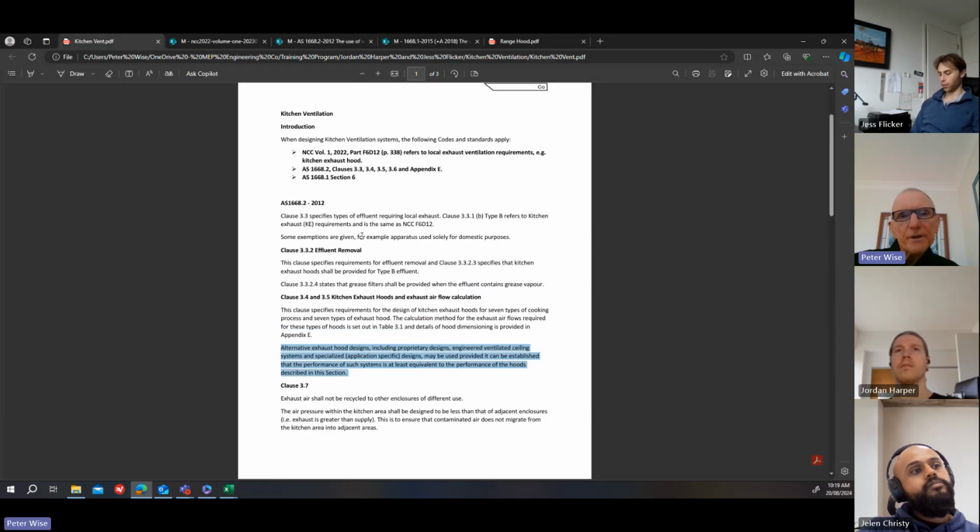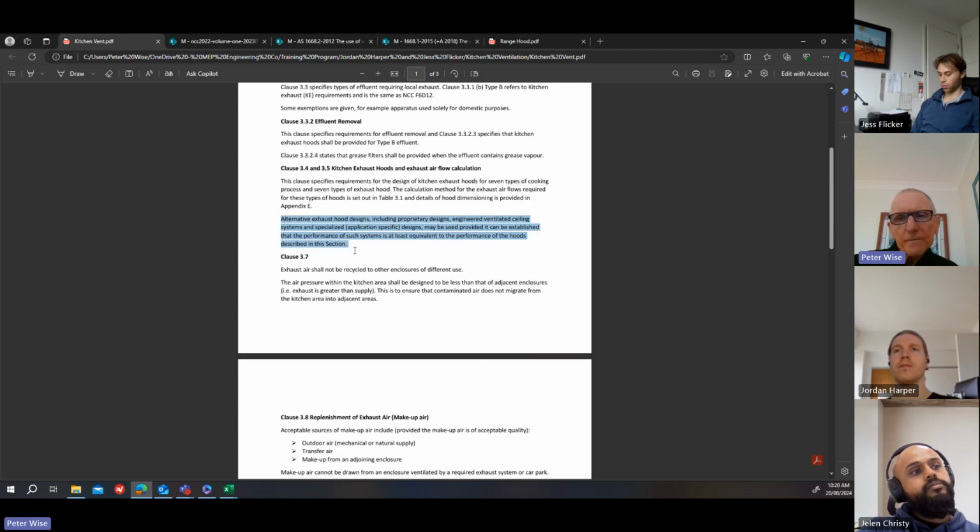In the standard, it tells you how to calculate the flow rate and how to design the hood. We're not going to go through that now because that's quite a big exercise in itself, but just know that you can follow through that and get some help from your colleagues and work that out.